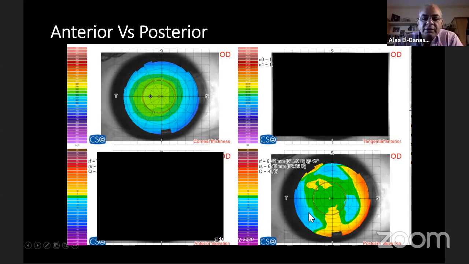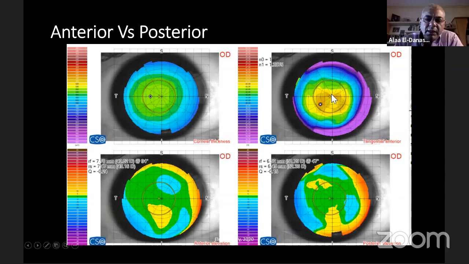Here, the posterior elevation is normal, nothing abnormal. Corneal thickness is normal. But if you look at the anterior topography, you will see again the irregular astigmatism with some sagging, what we called before like laser. So is this an early keratoconus? Is this an artifact? Is this because of some tear film instability? I would say this is definitely an early case of keratoconus.